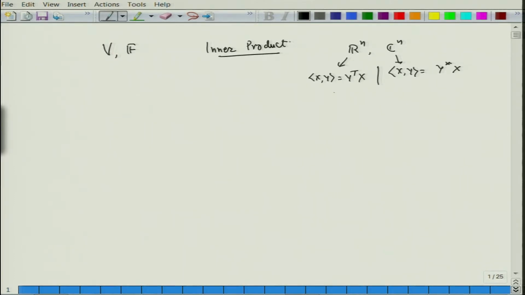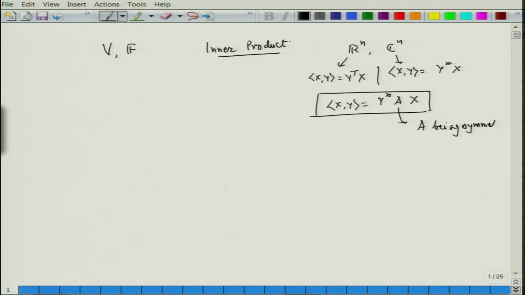From there we went to <x, y> equal to y star Ax, all right. But this is only for A being symmetric, with the idea that x and y are in Rn itself. So y star is basically y transpose. Is that okay? That was the idea.